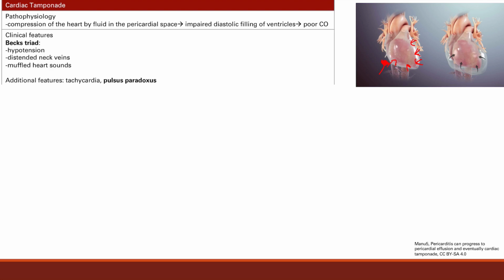So that's Beck's triad, and it all makes sense if you understand the pathophysiology with the poor cardiac output and the fluid surrounding the heart. A couple additional features here. There's tachycardia. There's poor cardiac output, so then naturally tachycardia will follow. And then finally you have Pulsus Paradoxus. What is Pulsus Paradoxus? This is a fall in blood pressure, a decrease in blood pressure greater than 10 millimeters of mercury during inspiration. Okay?